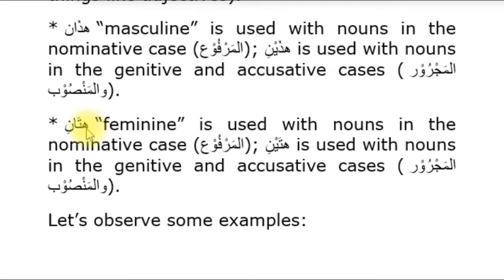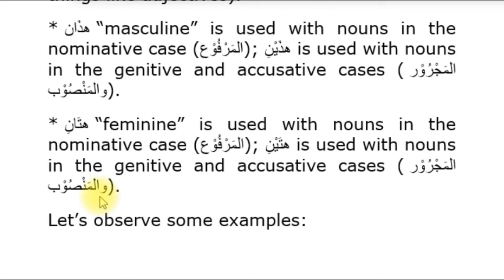هاتان feminine is used with nouns in the nominative case, مرفوع. هاتين is used with nouns in the genitive and accusative cases. Genitive مجرور, accusative منصوب.